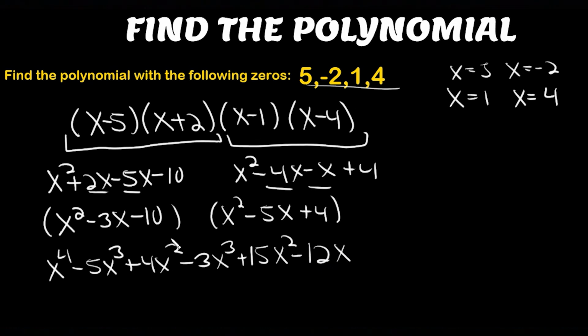My last term here is negative 10. So negative 10 times x squared. I get negative 10x squared. Negative 10 times a negative 5x, I get plus 50x.